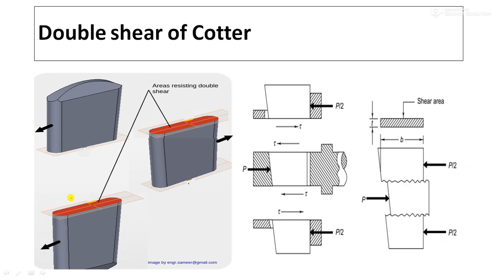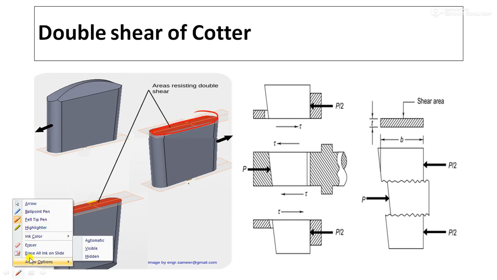See, this is a plane of failure, and this is the direction of force. So the direction of the force and the plane of failure are parallel to each other, you can see. So in such a case the failure is always a shear failure. So what is the area resisting the shear failure? This area, the red color area.